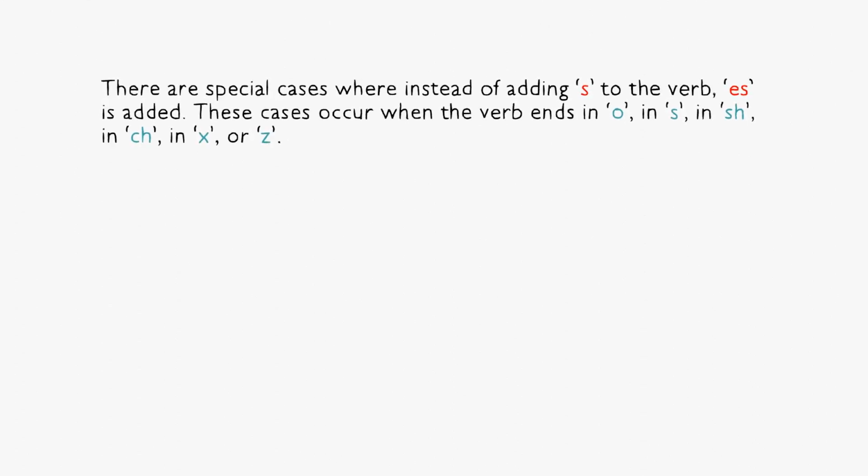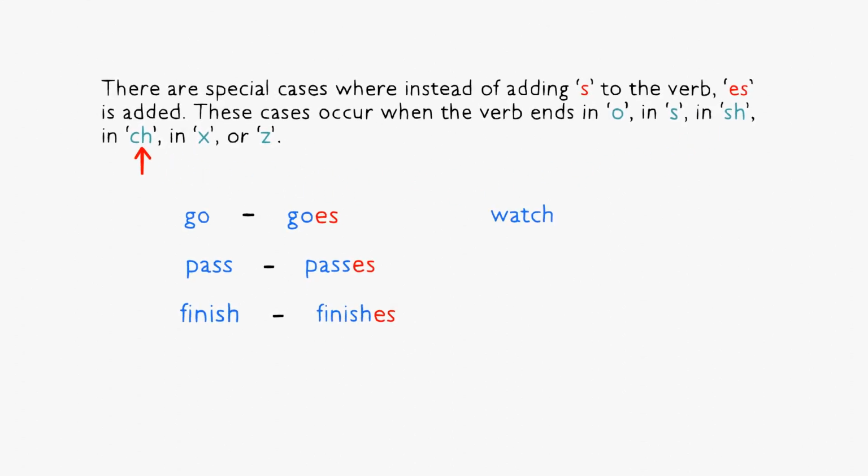These cases occur when the verb ends in O, in S, in SH, in CH, in X, or Z. For example, a verb ending in O is go, it becomes goes. A verb ending in S is pass, it becomes passes. A verb ending in SH is finish, it becomes finishes. A verb ending in CH is watch, it becomes watches. A verb ending in X is fix, it becomes fixes. A verb ending in Z is fizz, it becomes fizzes.